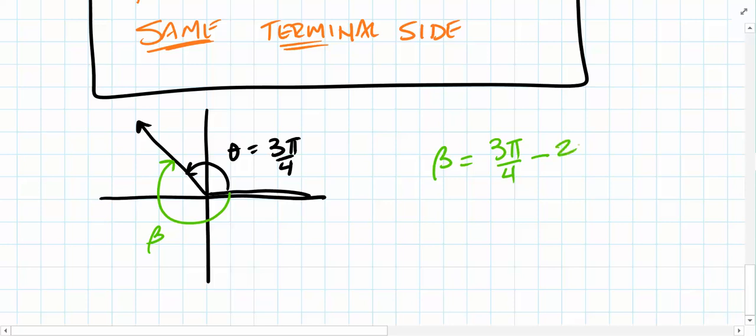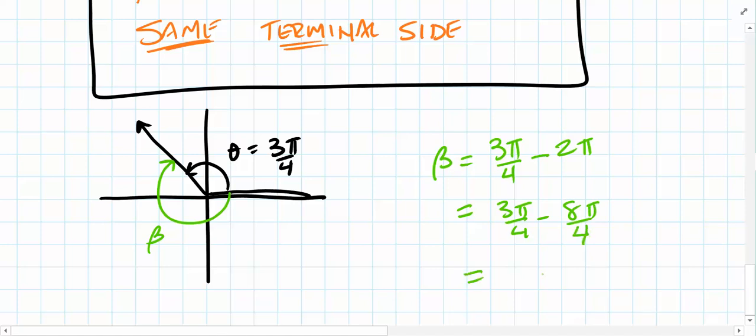So let's stay in radians. Okay, look. This is just 3 pi over 4 minus, and this is 8 pi over 4. Oh, good little trick there. So that's negative 5 pi over 4.